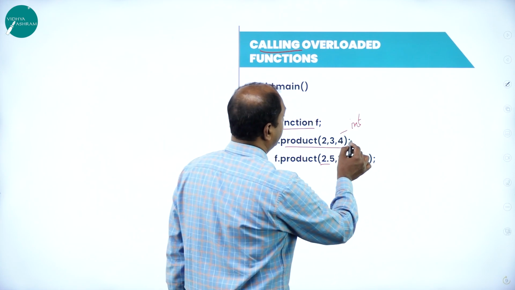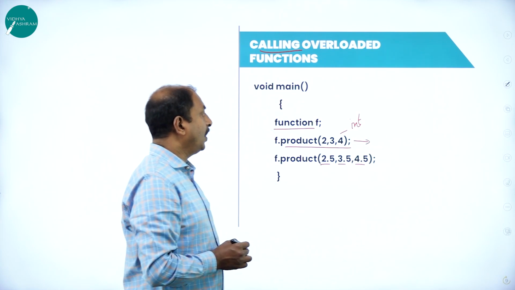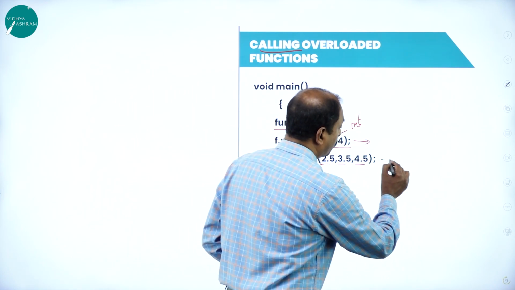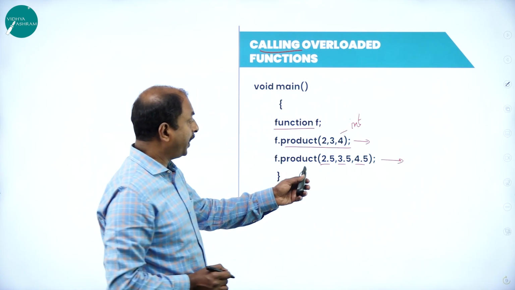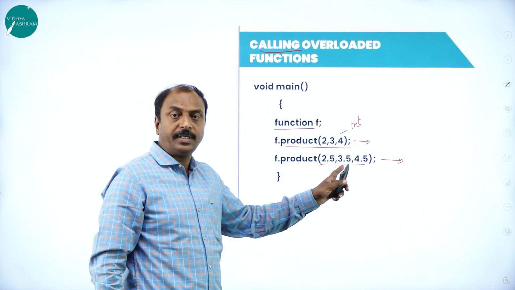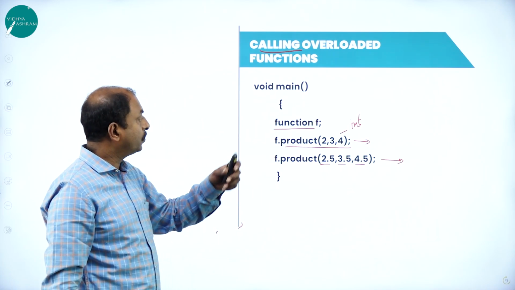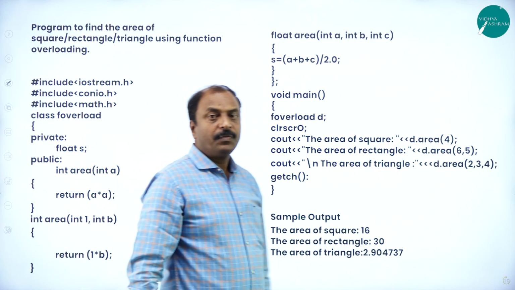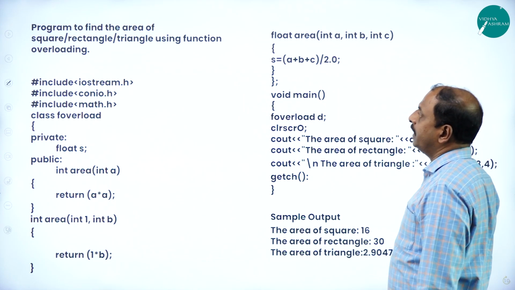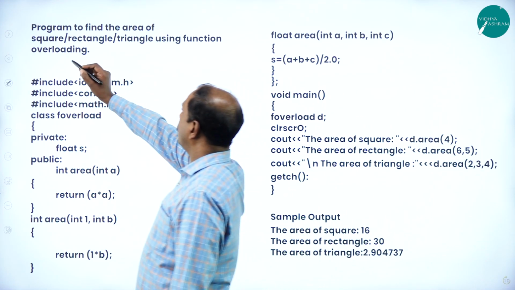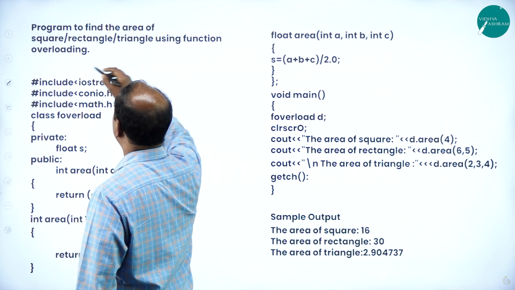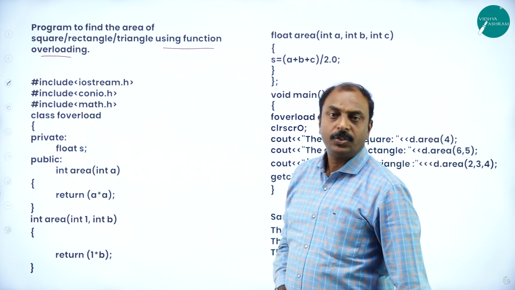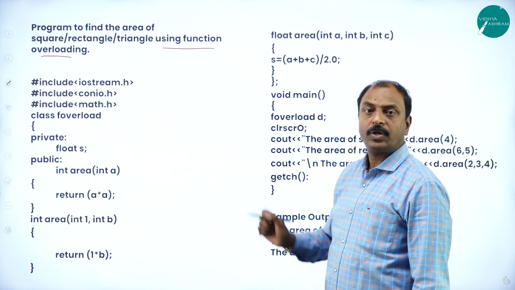This represents invoking the first function, where the argument data type is int, and this is going to call the second function, the product of the arguments of data type float. So this is how to invoke or call a function, or calling an overloaded function. Now in the next slide, let us write a program to find the area of a square, rectangle and triangle using function overloading. Now let us write a small program to show the working of an overloaded function.